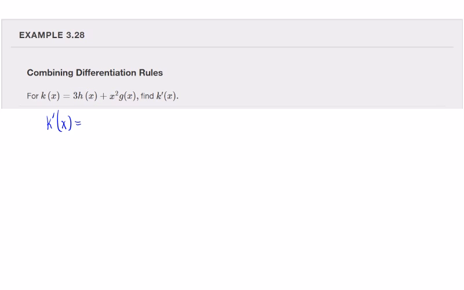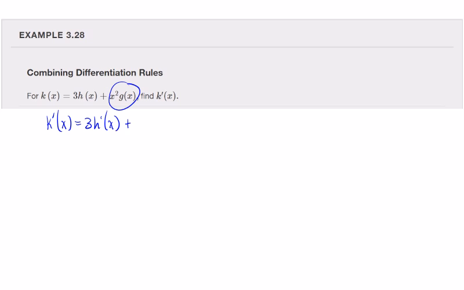So first, if I take the derivative of the sum, I can just take the derivative of this independently and the derivative of this independently, right? So the derivative of that is just 3 times h primed of x, right? So we can just take the derivative of the function, then multiply it by the constant, right? That's the constant multiple rule. And then plus, and now I'm going to take the derivative of this.